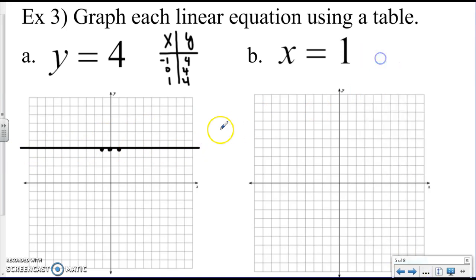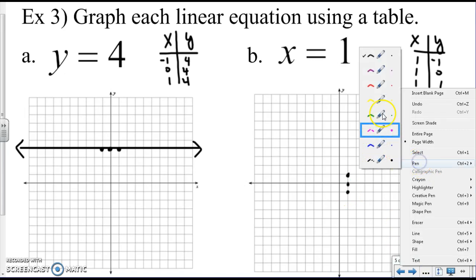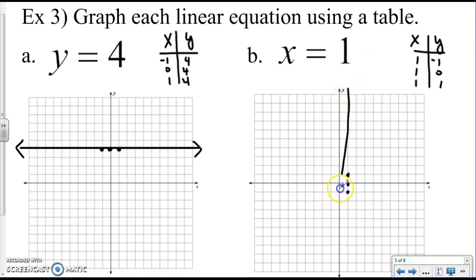Okay, so if I had y equals and ended up with a horizontal line, if I have x equals, that means no matter what, my x can only be 1. And it doesn't matter what my y values are. So it kind of flips places. So now I'm going to have 1, -1, 1, 0, 1, 1. Okay, so notice that flipped to a vertical line.